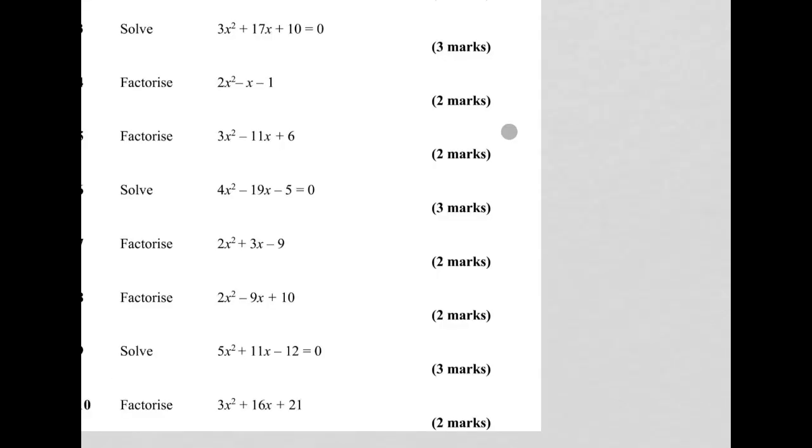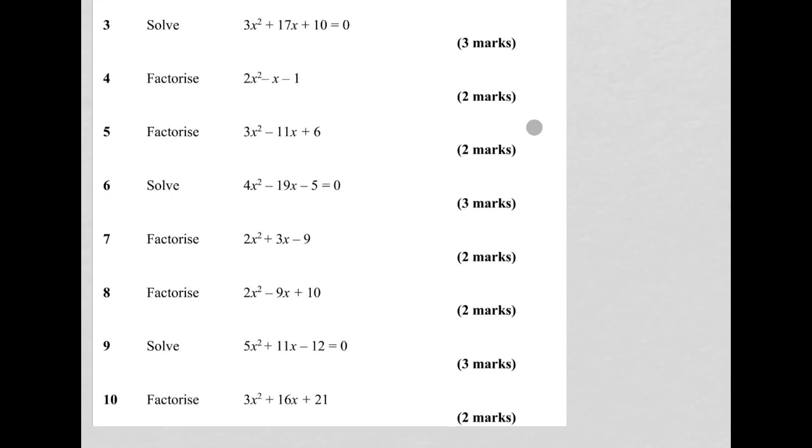I would like you to now try the 3x squared plus 17x plus 10 equals 0 on your own. I will give a full mark scheme as soon as you are ready. I would also like you to try the next one of 2x squared minus x minus 1. I haven't shown you what to do with the negatives, but I'd like to see what you come up with. In question 3, there's an added bonus of it being equal to 0. I want to see if you remember what to do with that. Pause now, and then when you are ready, I will go through 3 and 4.